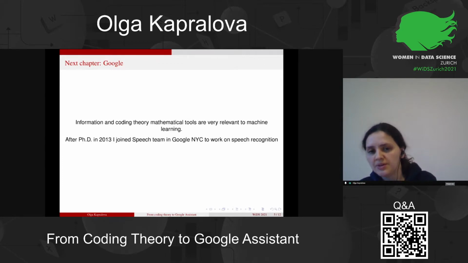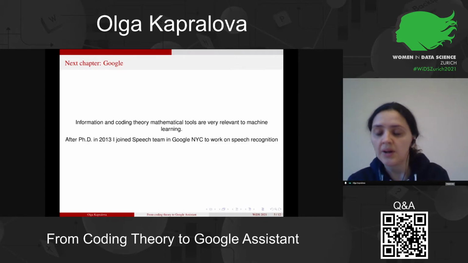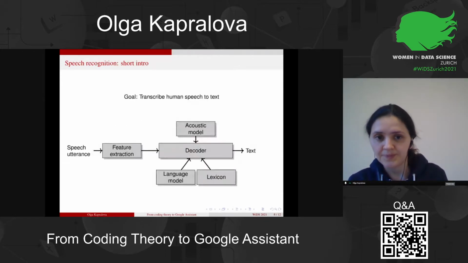Information and coding theory, like the mathematical apparatus, is extremely relevant to machine learning. And that's why in 2013, I joined the speech team in Google New York to work on speech recognition.